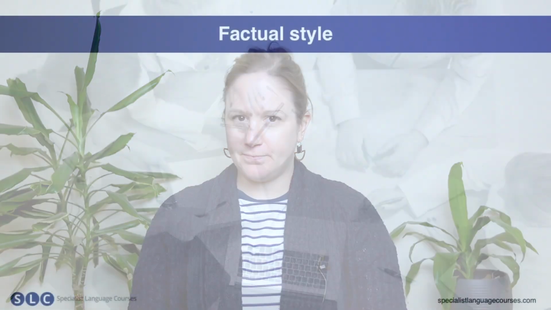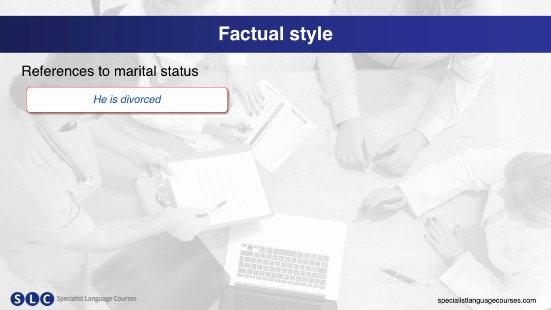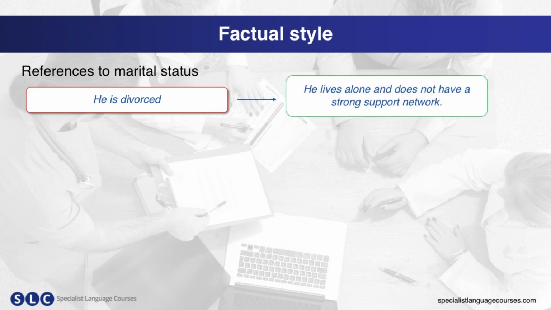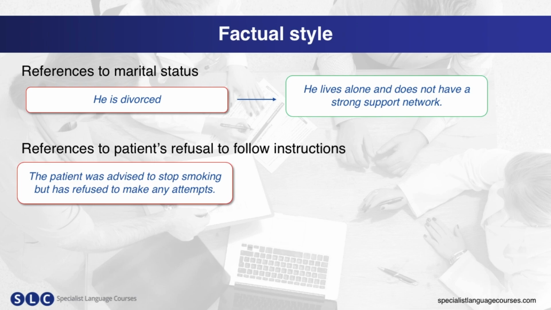Let's take a look at the first descriptor, which is writing in a factual way with no language of opinion. So you need to avoid judgmental language, which would be things like references to marital status, for example, he is divorced. It would be more appropriate to write, he lives alone and does not have a strong support network. References to a patient's refusal to follow instructions should also be avoided or just written in a factual way. For example, the patient was advised to stop smoking but has refused to make any attempts.